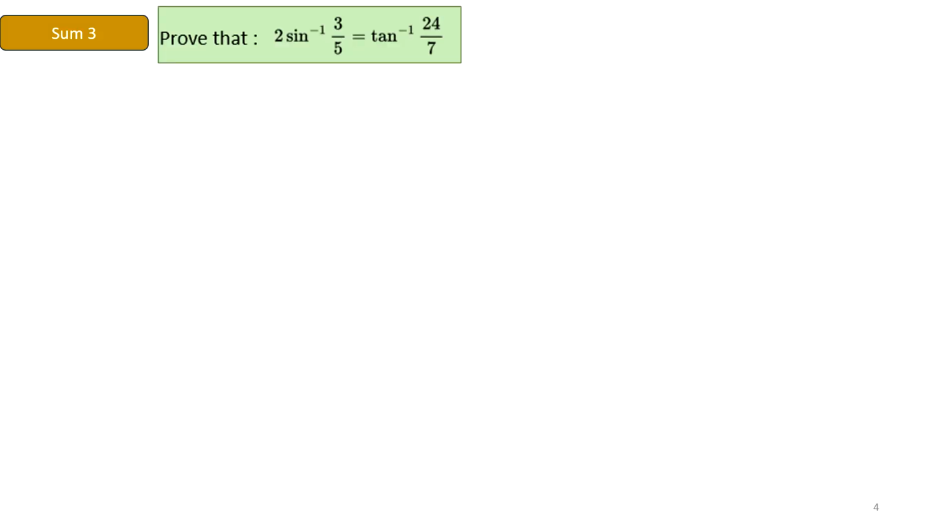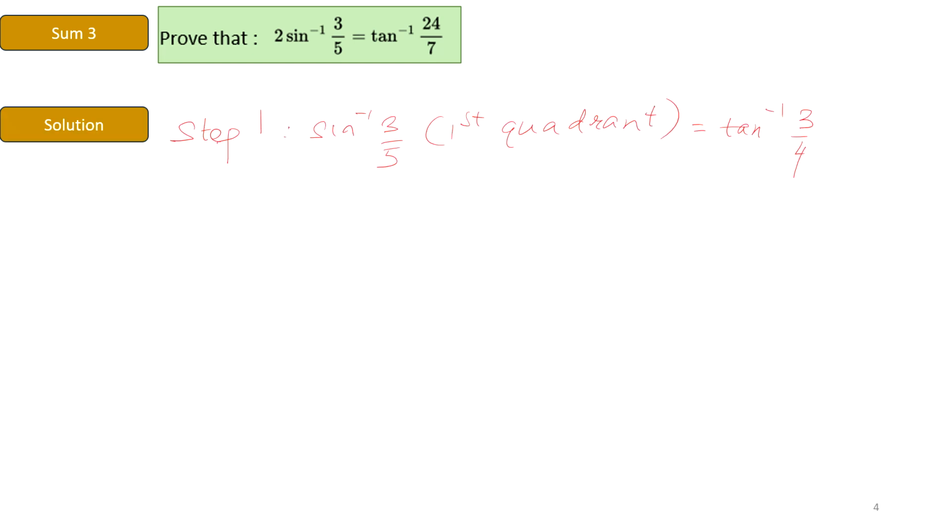Prove that 2 times sine inverse 3 by 5 is equal to tan inverse of 24 by 7. Step 1. Sine inverse of 3 by 5 is positive, hence this is in the first quadrant. Considering that the principal value branch of sine inverse lies either in the first or fourth quadrant, and sine inverse is negative in the fourth quadrant, a positive value of sine inverse means it lies in the first quadrant.